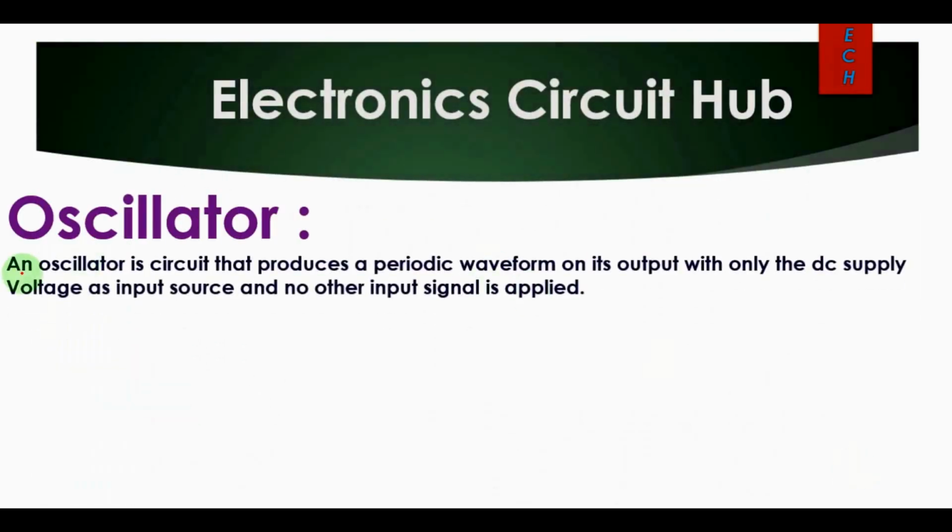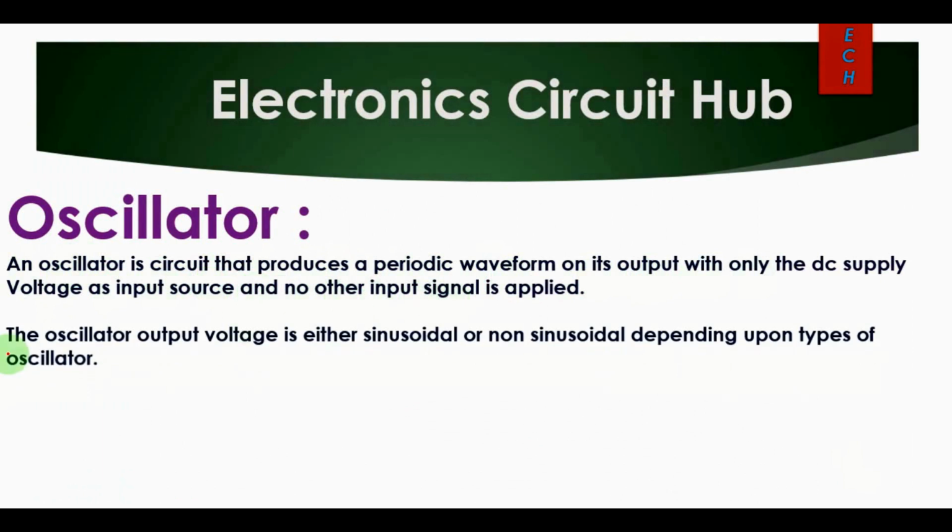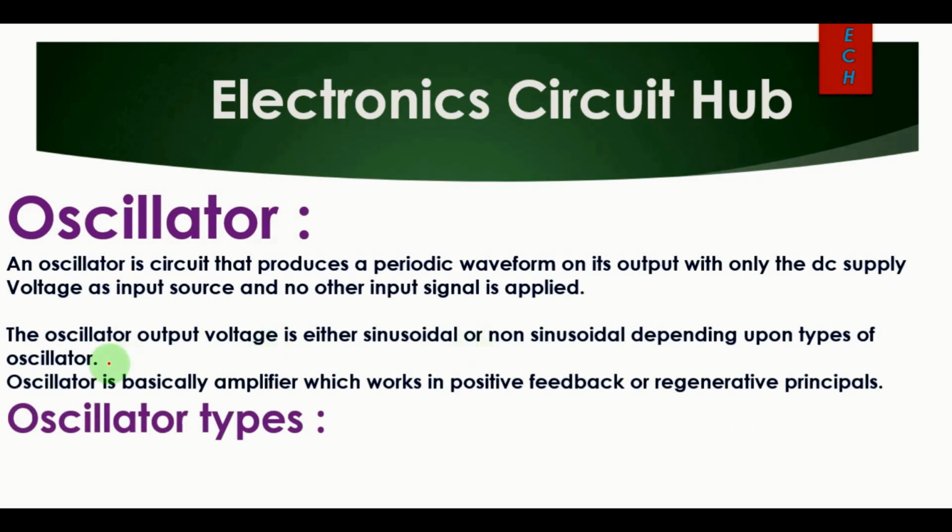So what is an oscillator? An oscillator is a circuit that produces a periodic waveform on its output with only the DC supply voltage as input source and no other input signal applied, right? The oscillator output voltage is either sinusoidal or non-sinusoidal depending upon the types of oscillator available. So an oscillator is basically an amplifier which works on a positive feedback or regenerative principle. We will see what is positive feedback and what is regenerative principle.